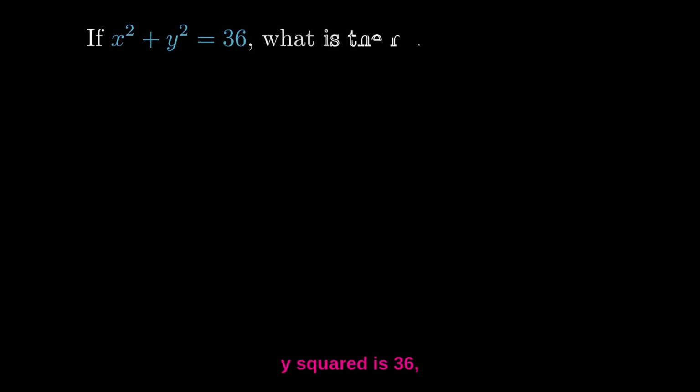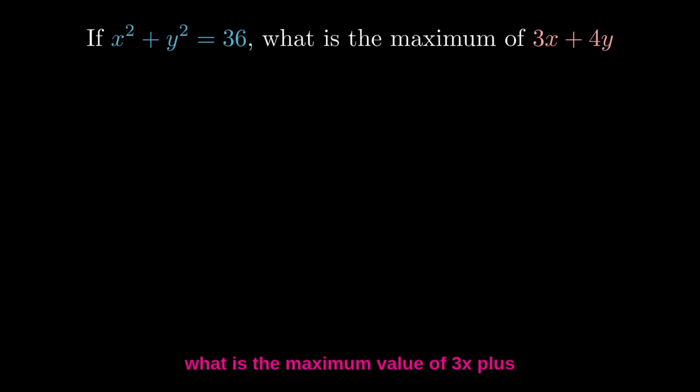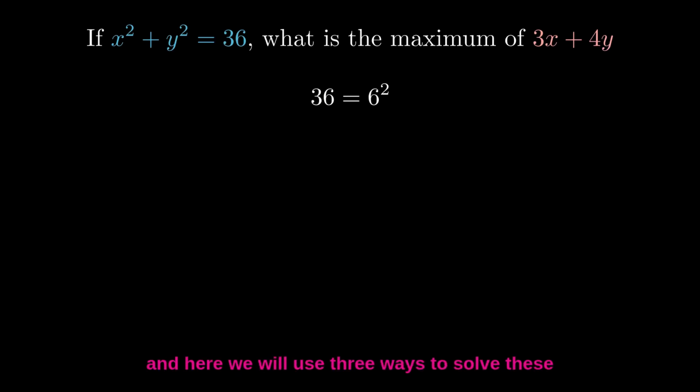Today we are going to solve a fun question, which is: if x squared plus y squared is 36, what is the maximum value of 3x plus 4y? Before solving the question, here is an important hint, which is that 36 equals 6 squared. So let's get started, and here we will use three ways to solve this question.